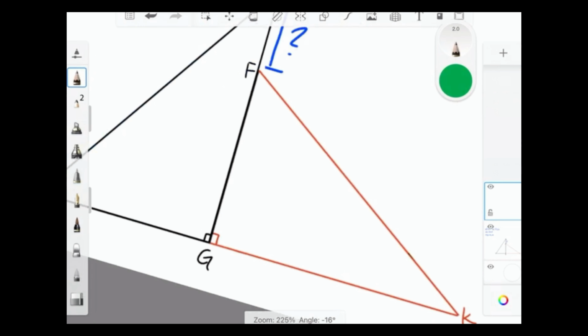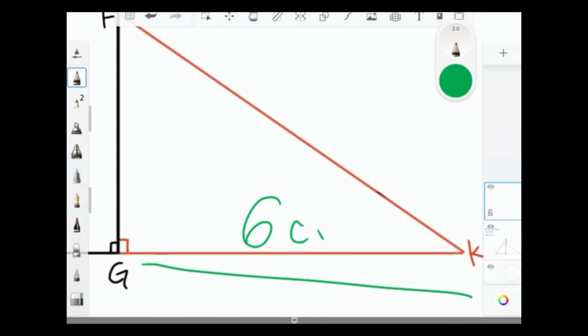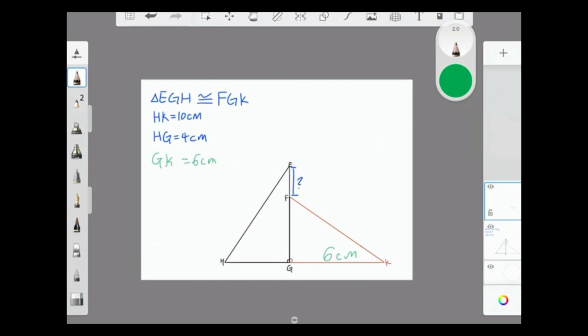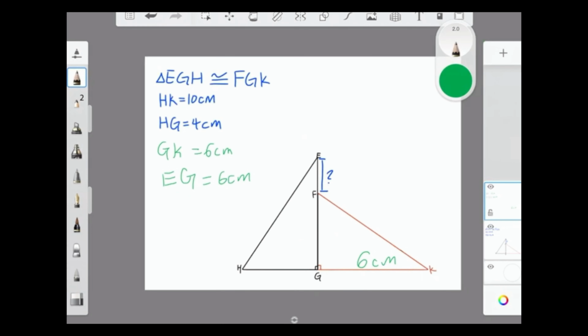HK is 10 centimeters, HG is 4 centimeters, and it is super obvious that this part is 6 centimeters. So GK is 6 centimeters. And since these two triangles are congruent, EG is also 6 centimeters. That's why it's very important to know they're congruent. Now we don't really use this side and this side, just so you know, if you're thinking of that way.